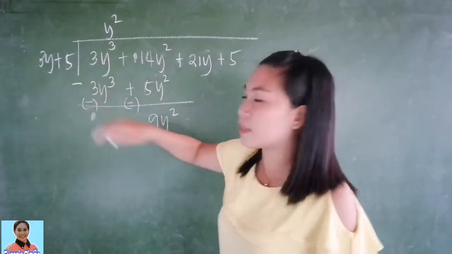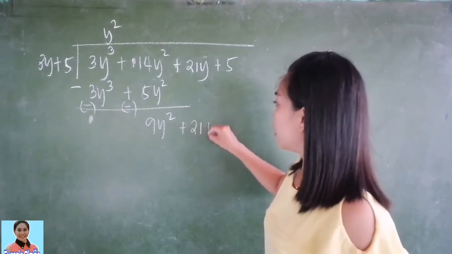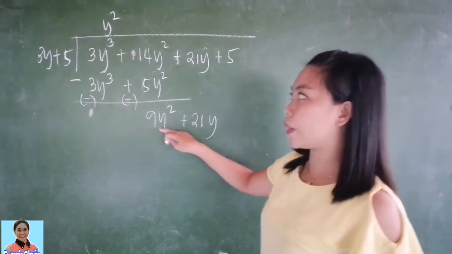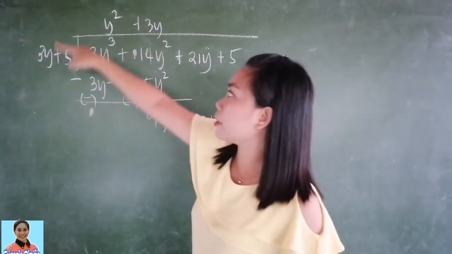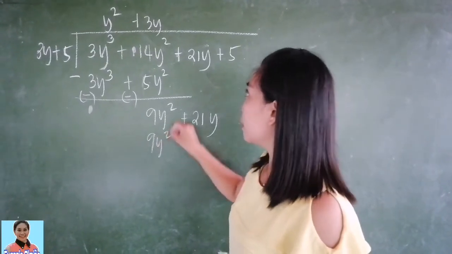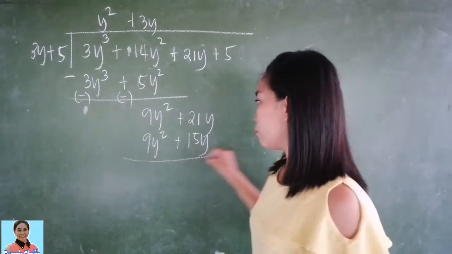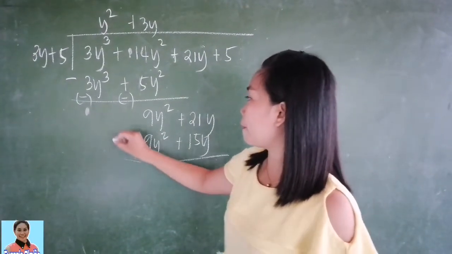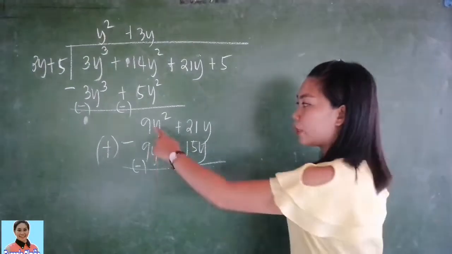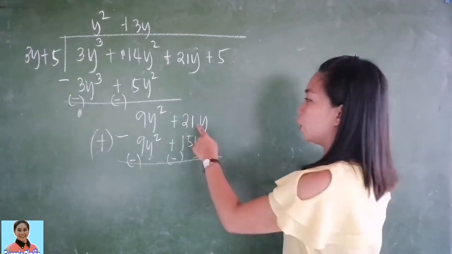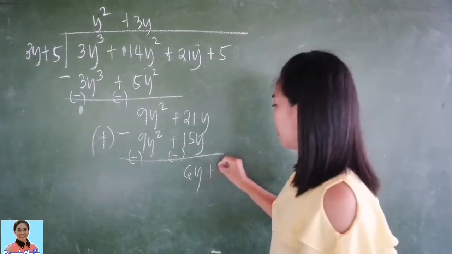Nag-jump ako kasi 3 minus 3, that is already equal to 0. Tama? Then, bring down 21y. So, 9y squared divided by 3y, you have 3y. Multiply, you have 9y squared. 3y multiplied by 5, you have positive 15y. Then, let's subtract. Change the sign of the subtrahend, then proceed to addition. So, 9 minus 9 is equal to 0. 21 minus 15, you have 6. Bring down y, bring down 5.